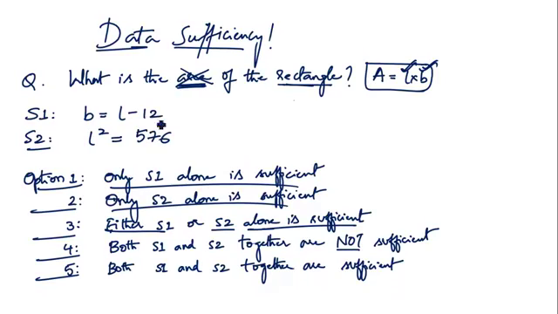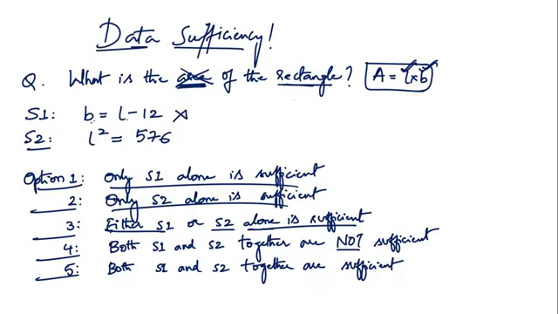Breadth equals length minus 12. B equals L minus 12. Does it give me L or B? No. Is statement 1 alone sufficient to get the answer? No. Why is it so? Because we have only one equation in two variables, two unknown values. You know that with one equation and two unknowns, you cannot do anything. So statement 1 alone does not give me the answer. Very clearly, statement 1 alone does not give you the answer.